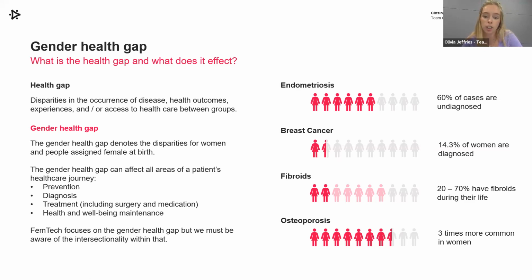On the right, there are some examples of the gender health gap. These are endometriosis, a very painful condition that 1 in 10 women suffer from, and 60% of these cases are undiagnosed. Breast cancer, 14.3% of women are diagnosed at some point in their life. Fibroids, anywhere between 20 and 70% of women will have fibroids during their life. And osteoporosis, something that's seen in both men and women, is 3 times more common in women.